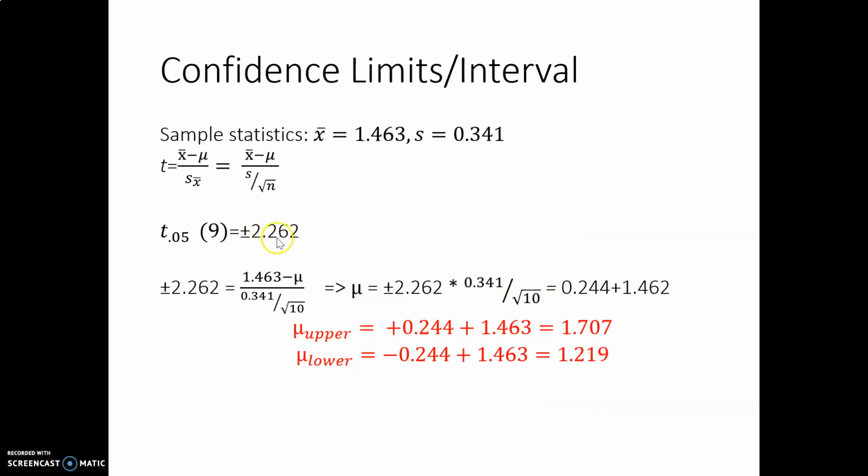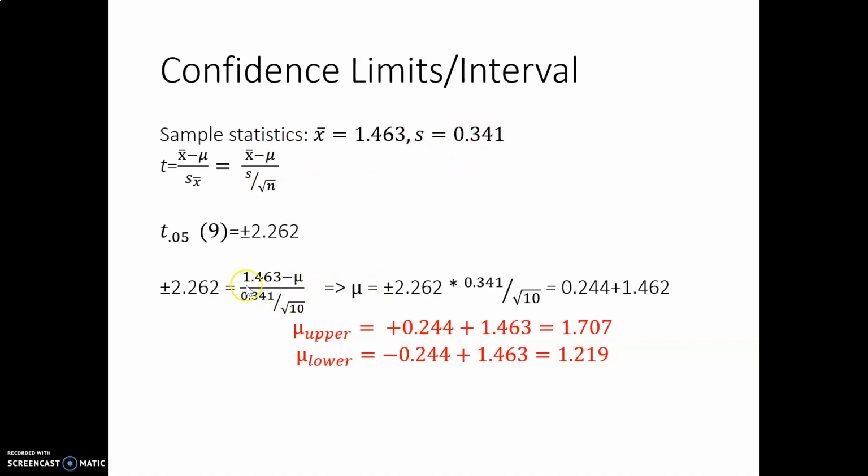positive 2.26 on the right tail and negative 2.26 on the left tail. Okay, so we plug in this negative and positive 2.26 here. And then we plug in our sample mean here, minus the mu. Mu is the thing we want to work out, right? We want to find out. And then divided by the sampling error, okay? And we plug in all these numbers into here, okay?